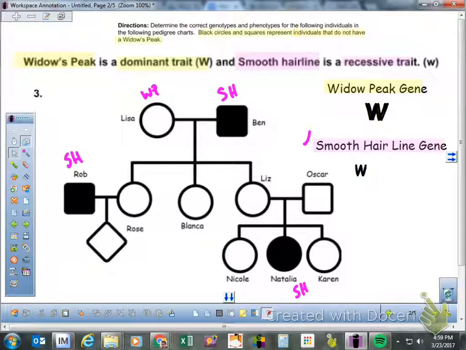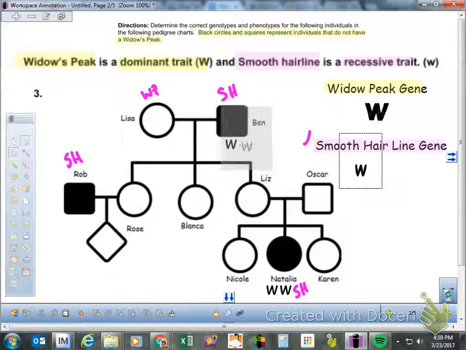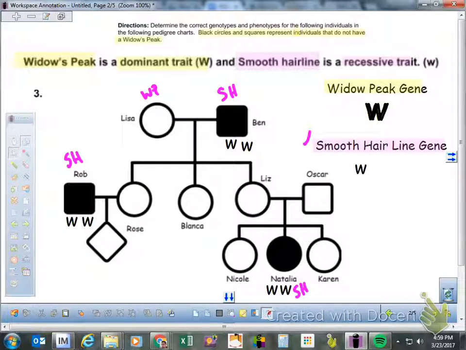So let's start with Natalia. Natalia has a smooth hairline, so she has to have 2 recessive genes. Ben also has to have 2 recessive genes because they have the recessive trait. And Rob also has to have 2 recessive genes. Now that we started with all the black, we work our way from the bottom to the top.